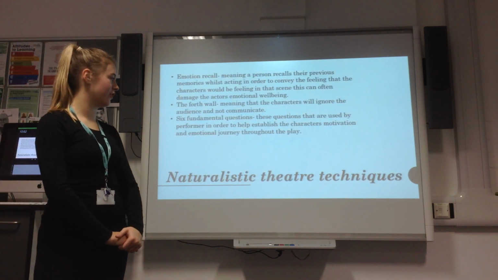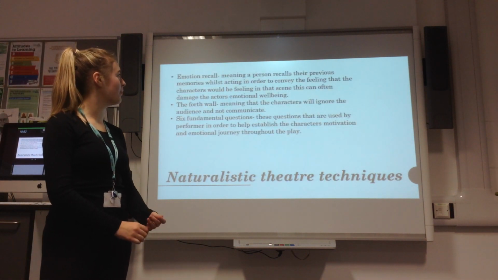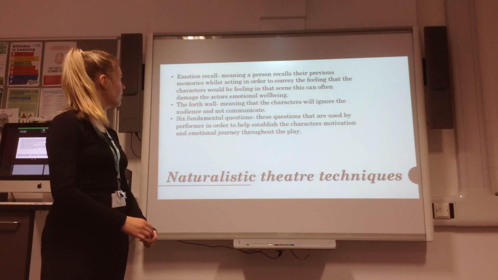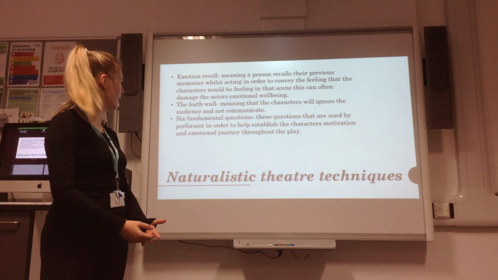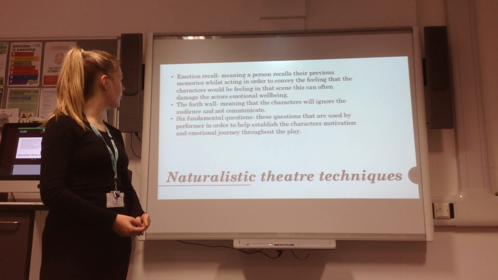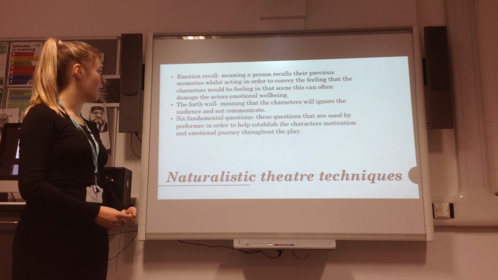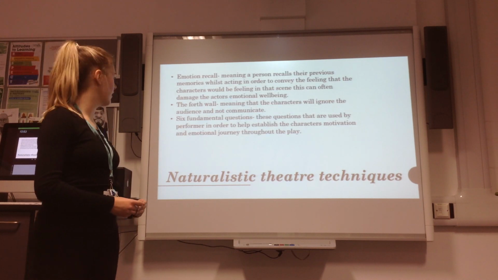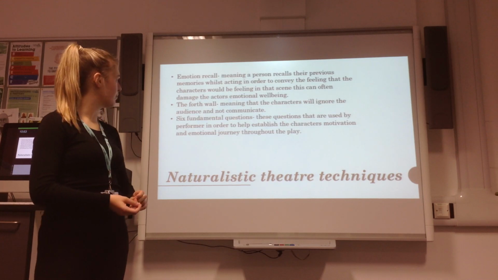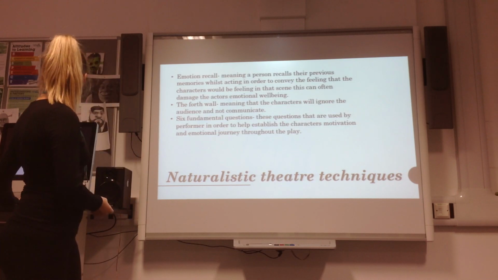Some examples of naturalistic theatre techniques are emotion recall, meaning a person can recall a memory whilst acting in order to convey the feelings that that character would feel in that moment. The fourth wall, meaning that the characters ignore the audience and don't communicate with them. And then they also use the 6 fundamental questions, which are used to help establish the character's motivation and the emotional journey throughout the play.